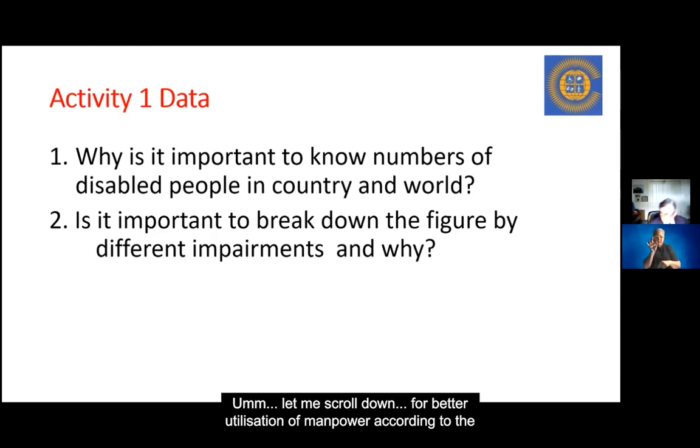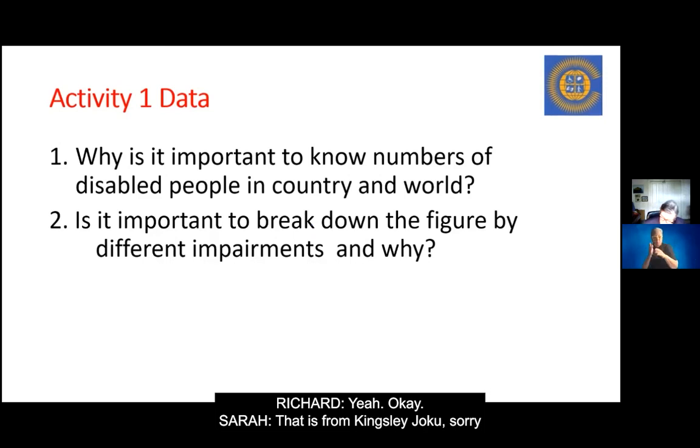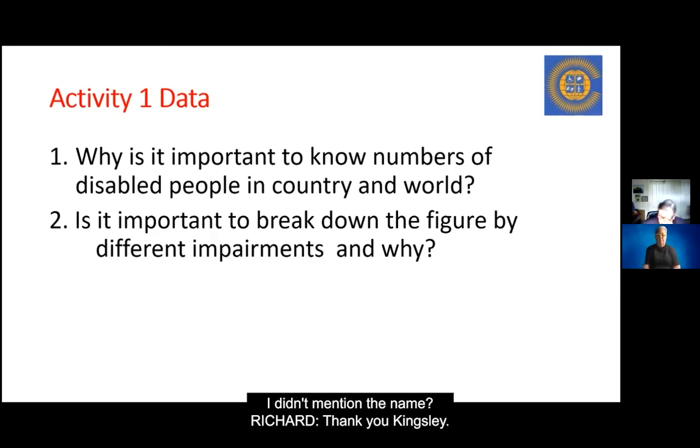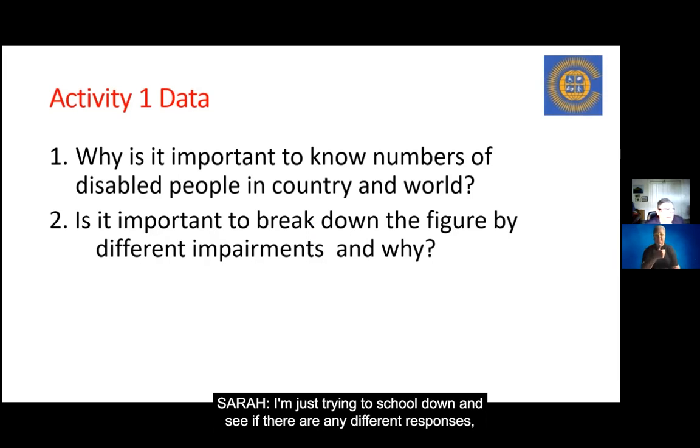For better utilization of manpower according to the nature of disability by allocating the work properly. Yeah, okay. And that is from Kingsley Njoku. Sorry, I didn't mention the name. Thank you, Kingsley. Yeah. I'm just trying to scroll down to see if there's any different response.